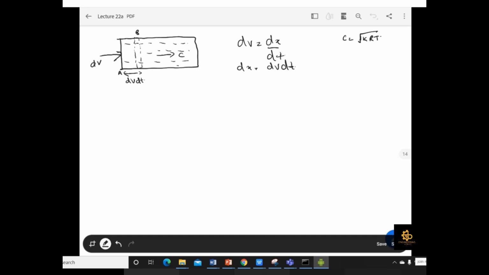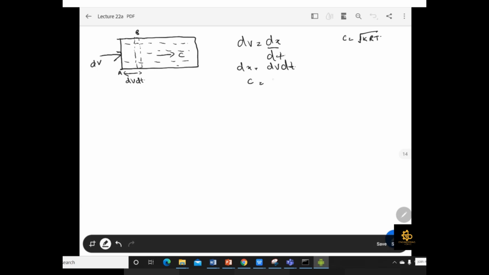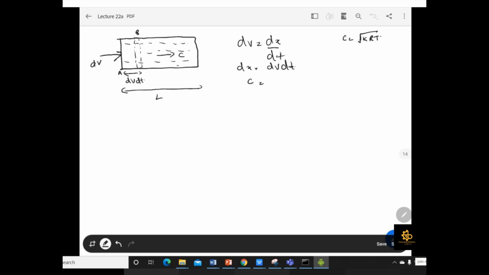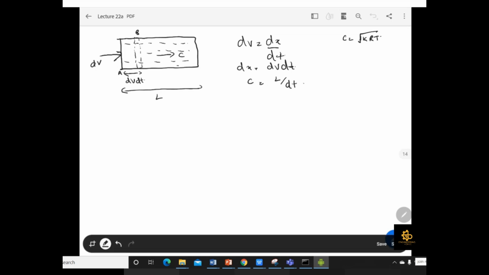Okay, and in order to define the velocity of this wave, we can simply say that c is equal to... One important thing is that our total distance of the piston is L. And from here we can say that this c is equal to L by dt. So we can say that this is the velocity.